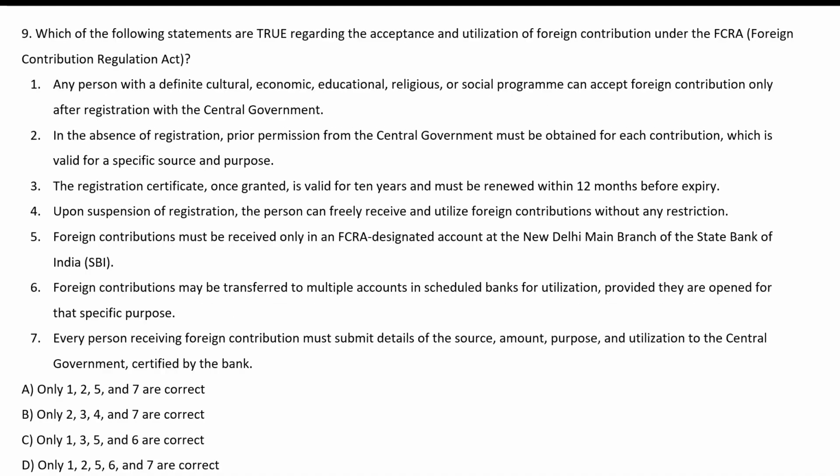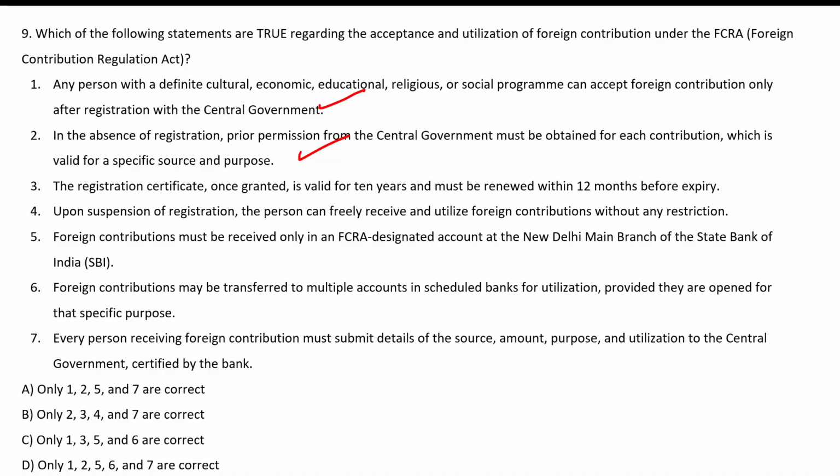Which of the following statements are true regarding the acceptance and utilization of foreign contribution under FCRA? Any person with a definite cultural, economic, educational, religious, or social program can accept foreign contribution only after registration with the central government. Yes. In absence of registration, prior permission from the central government must be obtained for each contribution, which is valid for a specific source and purpose. Also correct. So this is correct.